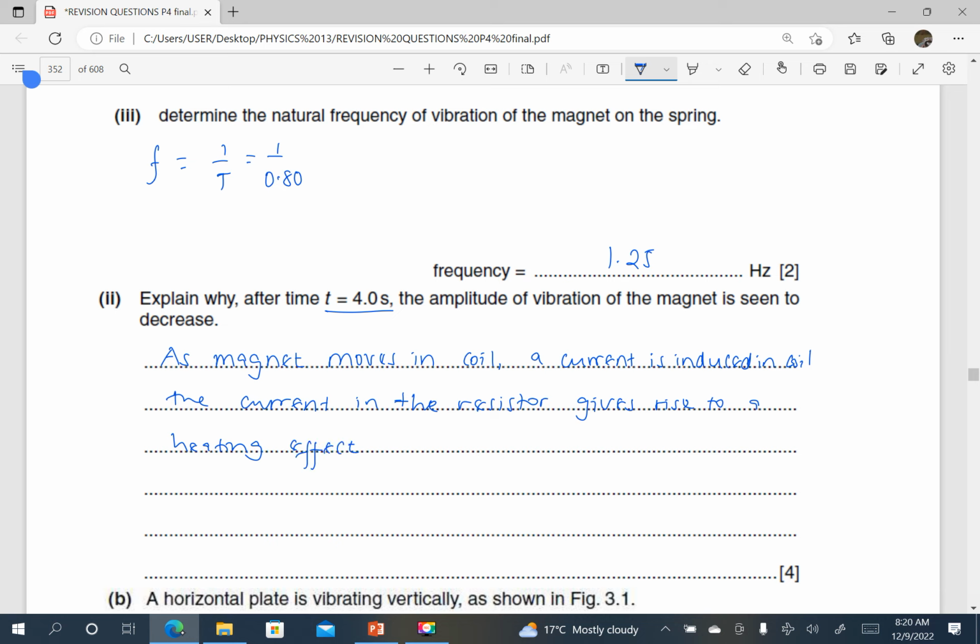Or power is dissipated in that resistor, and this heating effect, or the thermal energy, is being derived from the energy of the oscillations. So this thermal energy is derived from the energy of oscillations of the magnet. This is not the spelling of magnet.